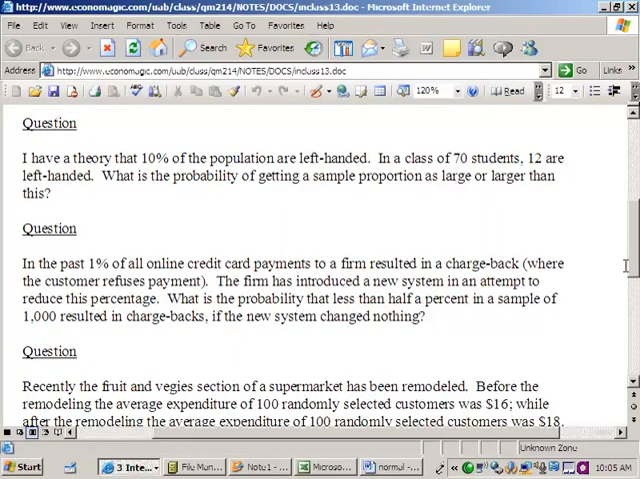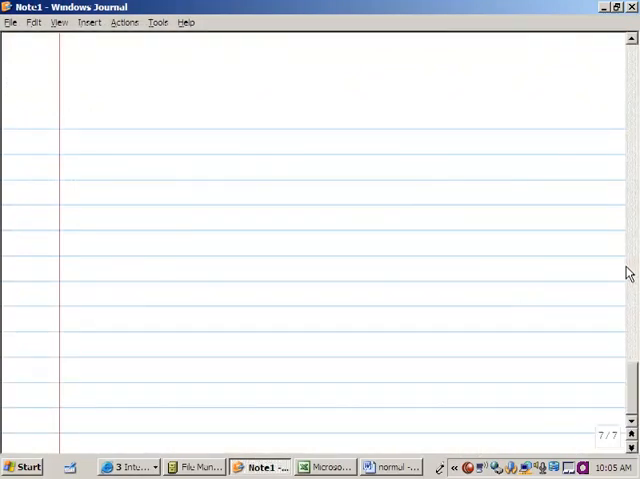I have a theory that 10% of the population are left-handed. In a class of 70 students, 12 are left-handed. What is the probability of getting a sample proportion as large or larger than this, if my theory about the 10% is correct? So population P is equal to 10%. Don't need a standard deviation.